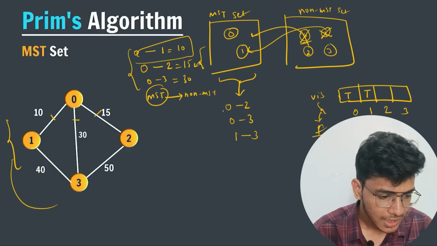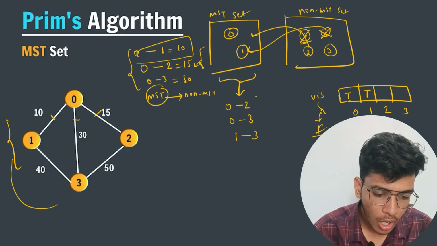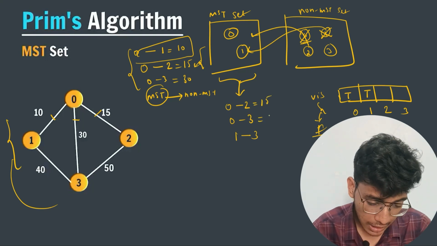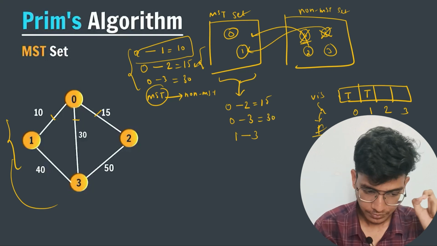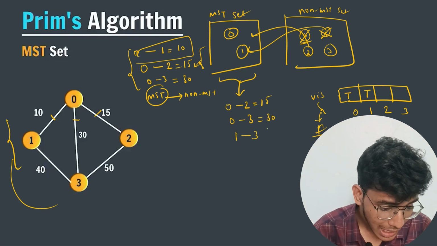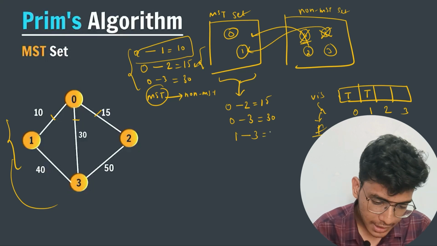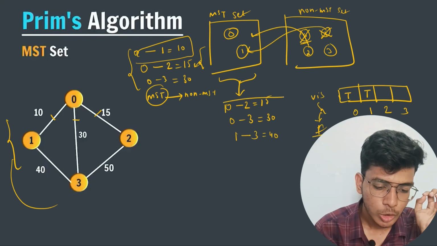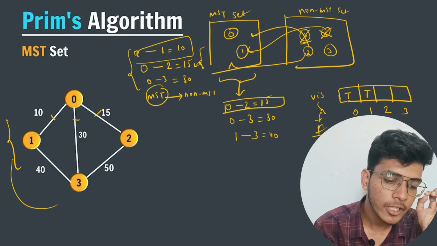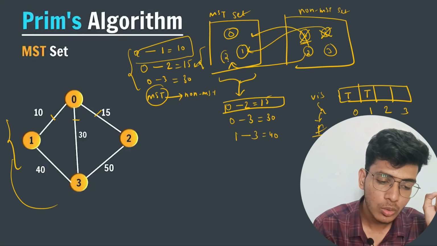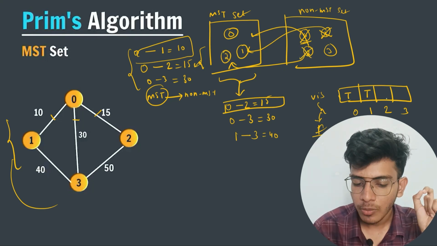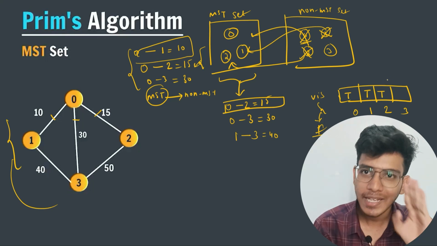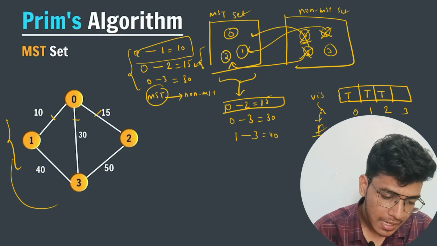So 0 has a connection with 2 and the cost is 15, and 0 has a connection with 3 and the cost is 30. And 1 has a connection with 3 but the cost here is 15. Among these, which one is minimum? The first one is minimum. So I will take 2, add it into my MST set and remove it from the non-MST set, and make visited of 2 as true.